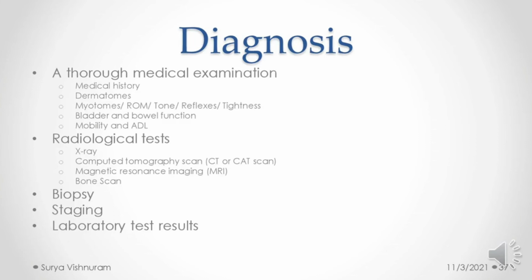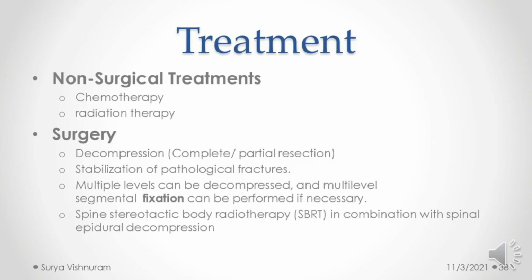The diagnosis of spinal tumor involves a thorough medical examination with detailed medical history, dermatomes, bladder and bowel function, mobility and activities of daily living. Following the medical examination, radiological tests like X-rays, computed tomography, magnetic resonance imaging and bone scan will be taken. Treatment involves non-surgical and surgical treatments. The non-surgical treatments, as we saw before, are chemotherapy and radiation therapy.